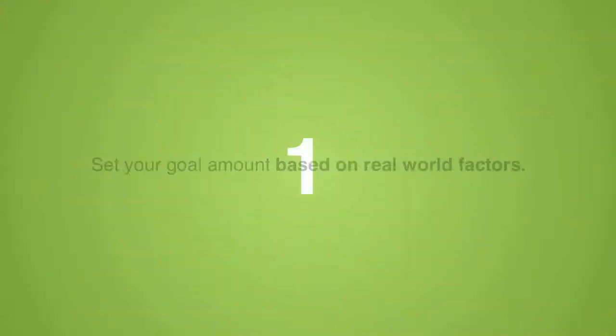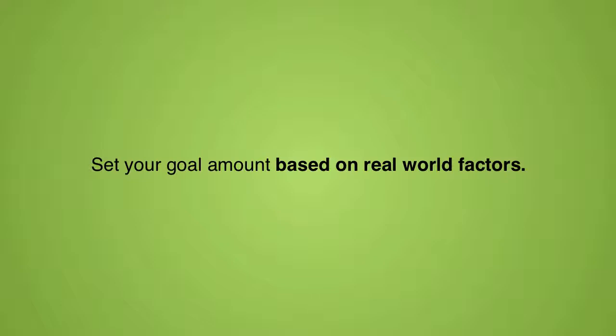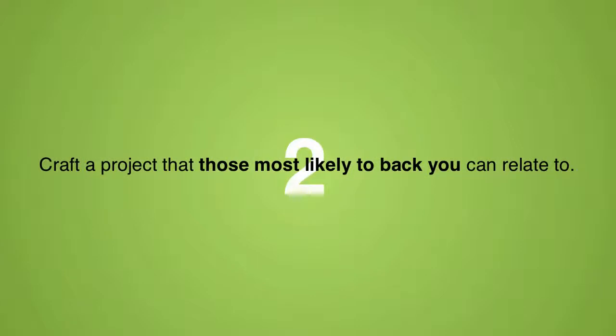By starting with your circle of influence, you will do two very important things. First, you'll be able to set your goal amount based on a specific real-world understanding of the people most likely to back your project. And second, having these people in mind will help you to craft a project that those most likely to back your project can relate to and will want to participate in.